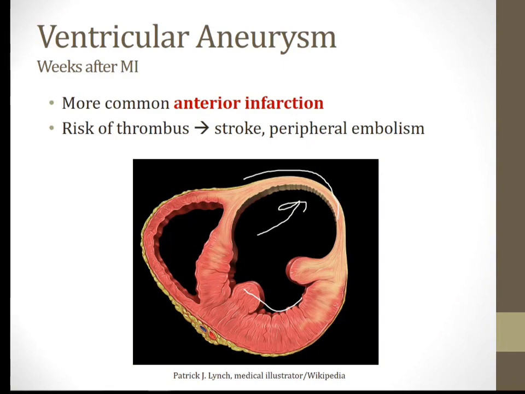And the problem here is that this wall of the heart is filled with scar tissue, so it's not going to contract. And when the myocardium contracts, that keeps blood moving. In this situation with an aneurysm, blood can develop stasis in this portion right near the aneurysm. That can lead to formation of a thrombus, and many of these patients with ventricular aneurysms develop thrombus, and they're at risk for strokes or peripheral embolism from the thrombus sitting in the aneurysm.